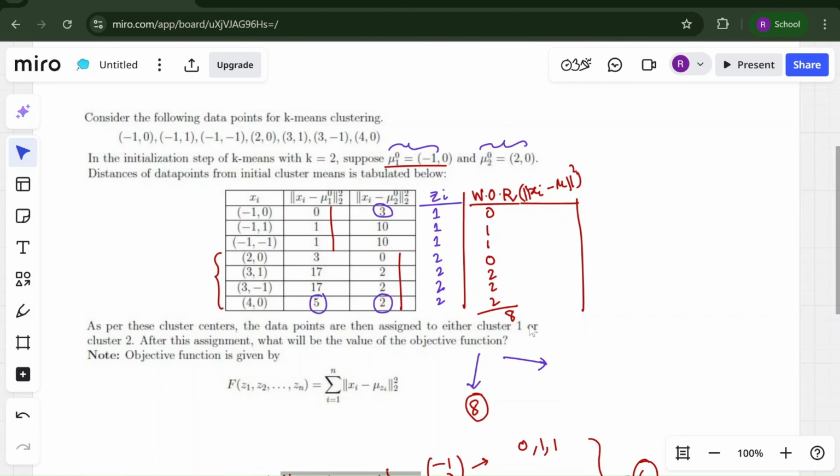After the calculation, we have understood which data points belong to which cluster. We saw that the first three data points belong to the first cluster, and the last four data points belong to the second cluster. Then we took the distance of each data point from its cluster centroid, or cluster mean, and added them up. After adding both distances, 8 will come, right? Then 8 is the answer.